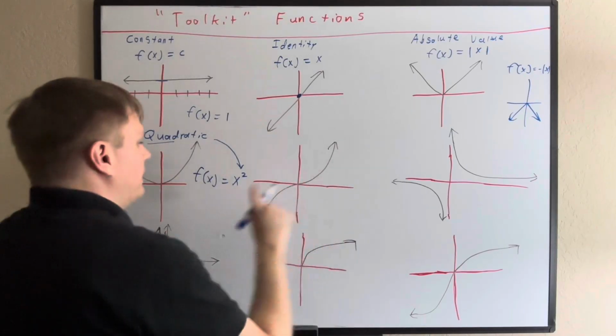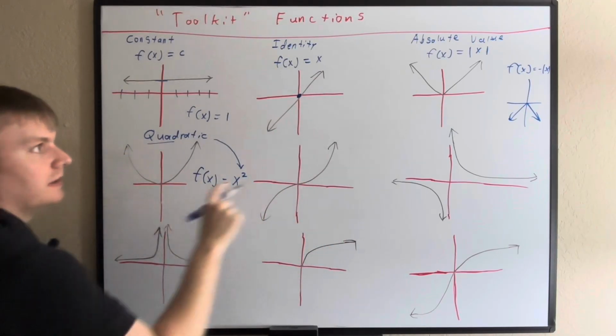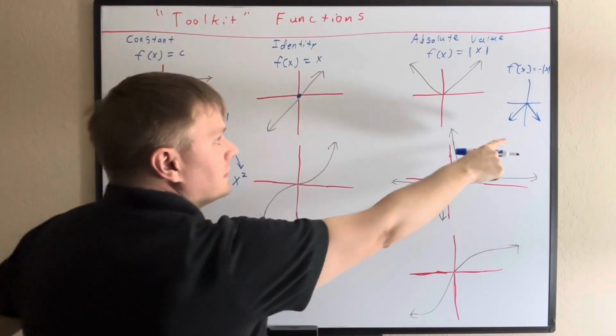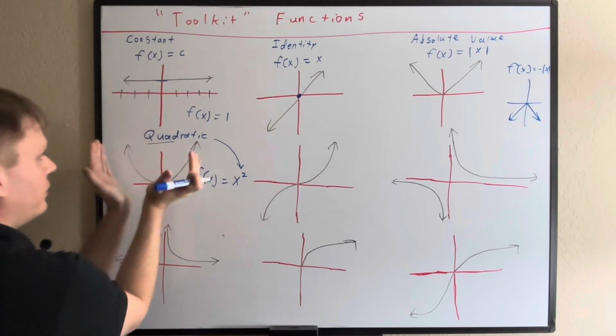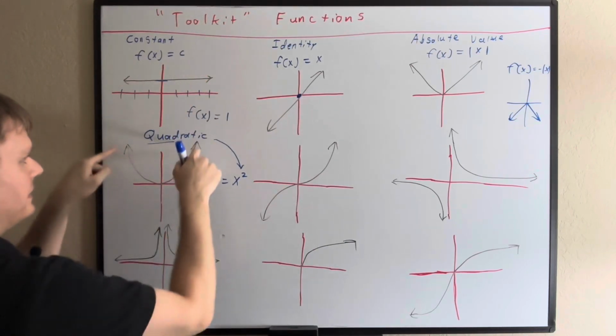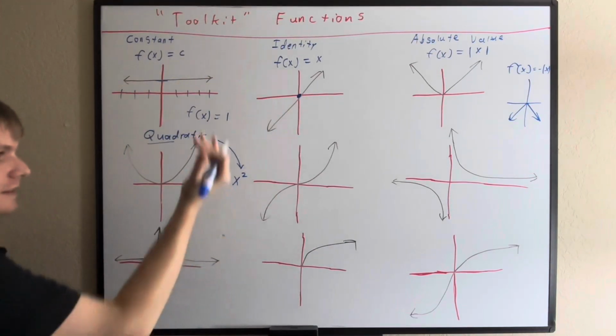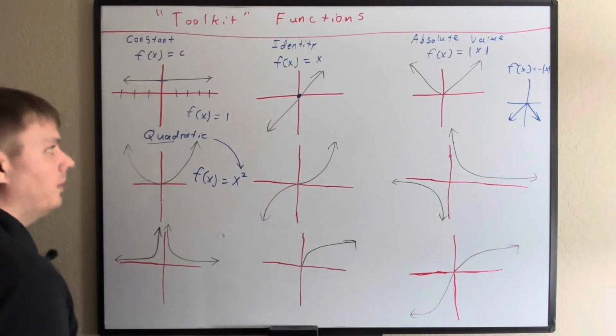Same kind of principle. Your output is never going to be negative, just like the absolute value, right? But instead of it being two straight lines, it's curved and it kind of gets steeper and steeper, and the slope changes constantly, actually, as you go up and up and up.